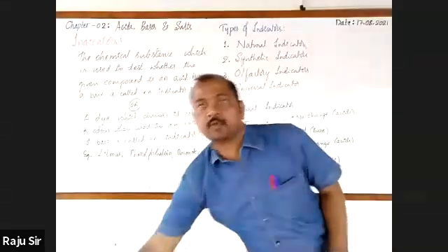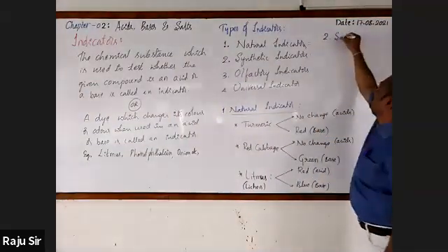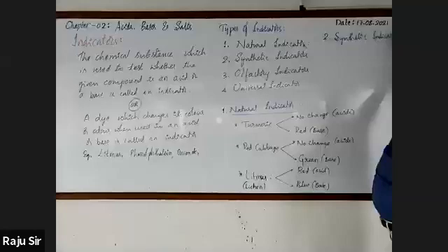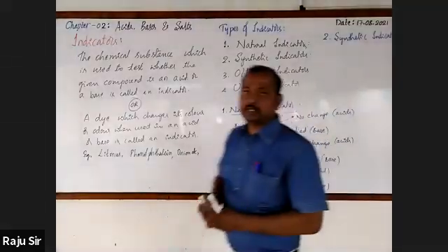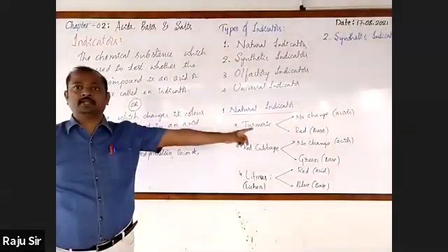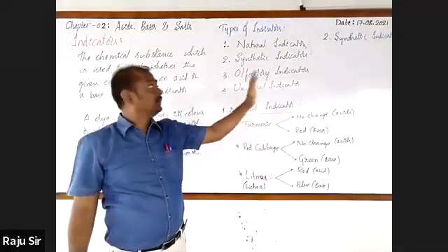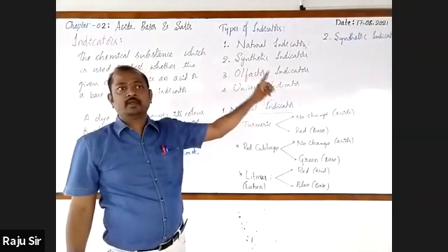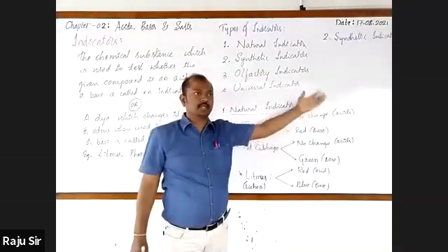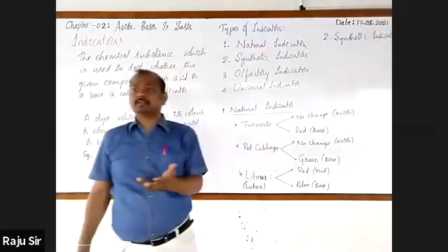Next, let me go for taking the synthetic indicators. Right, second one. Synthetic indicators. So these are the indicators which are prepared in the laboratory and used for testing whether the given compound is acid or base. Once again, the definition: the indicators that are prepared in the laboratory to test whether the given compound is acid or base are called synthetic indicators. What are those synthetic indicators?